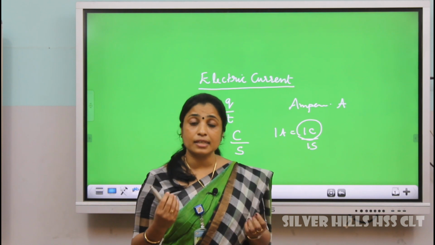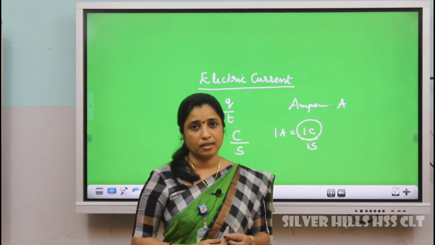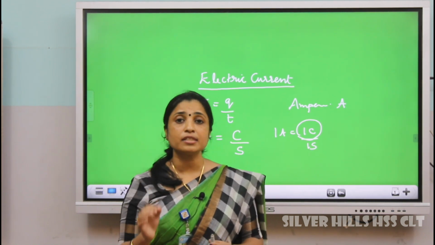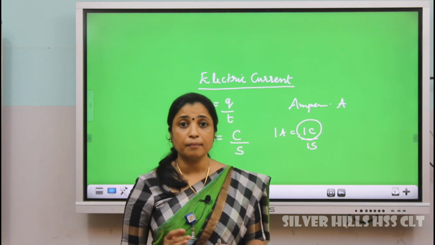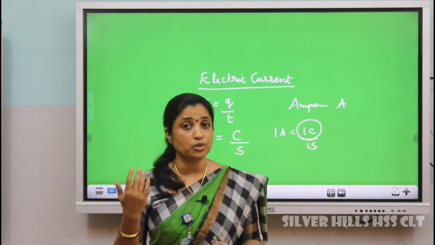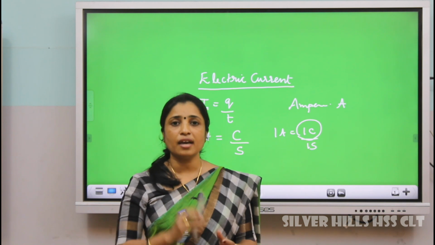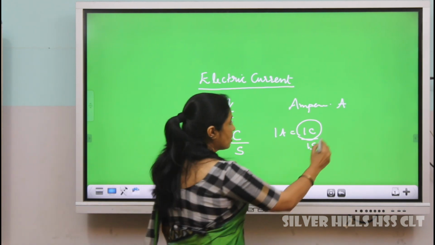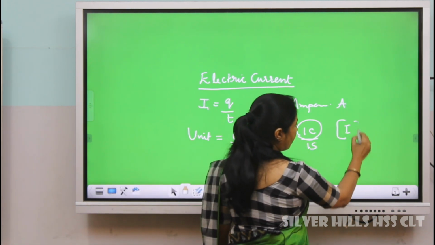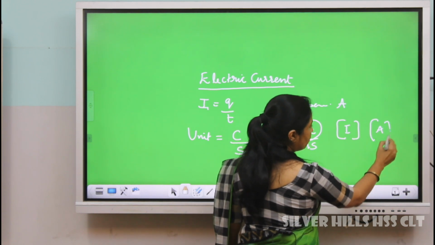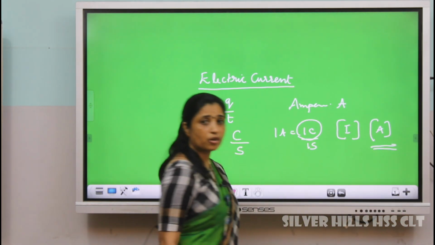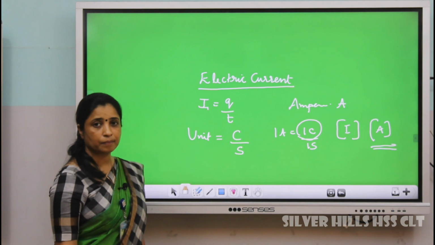Now let's see what is the dimensional formula of current. Current, you know, is a fundamental quantity, which is one among the 7 fundamental quantities which you have learned last year. So the dimensional formula of current is I or A. Usually we go for A as the dimensional formula of current.